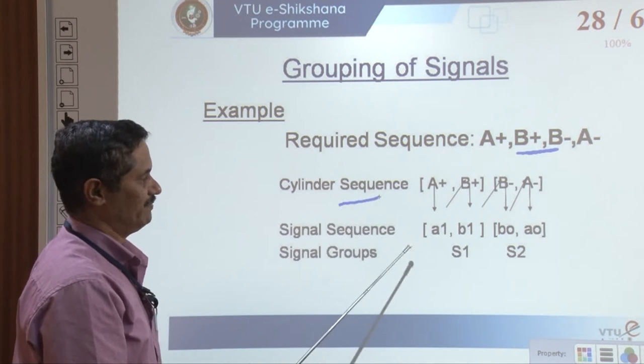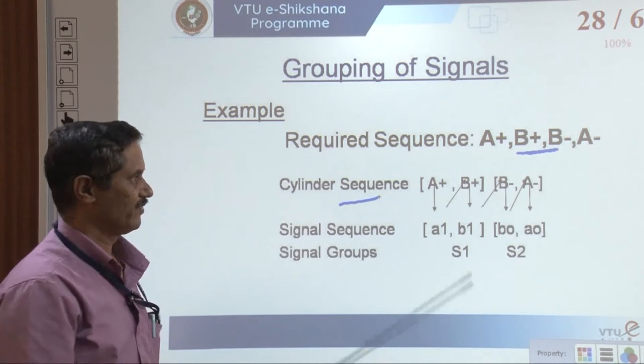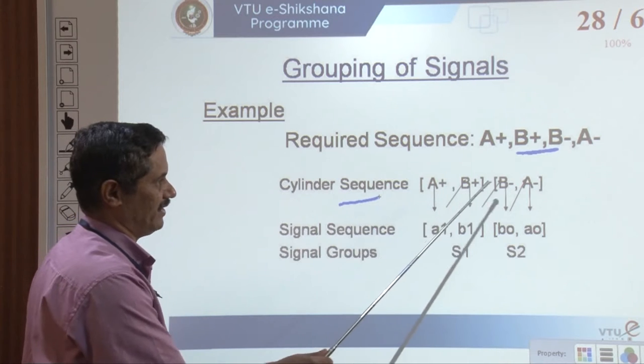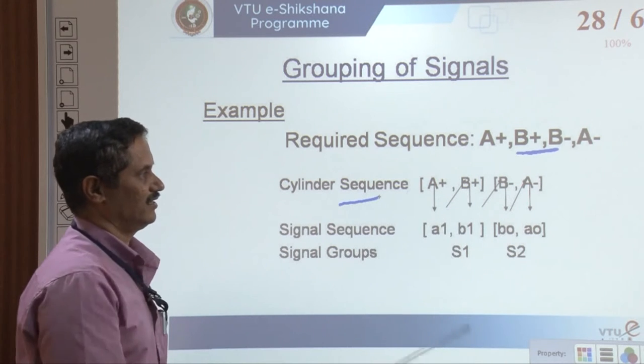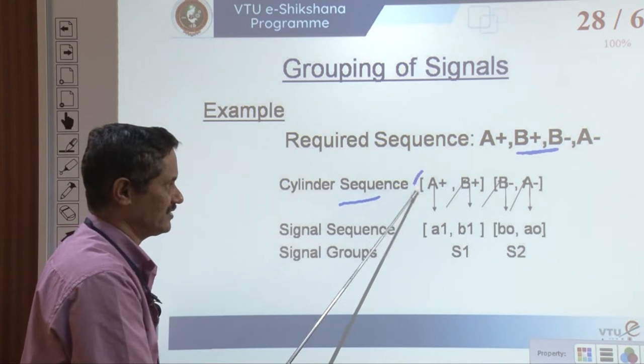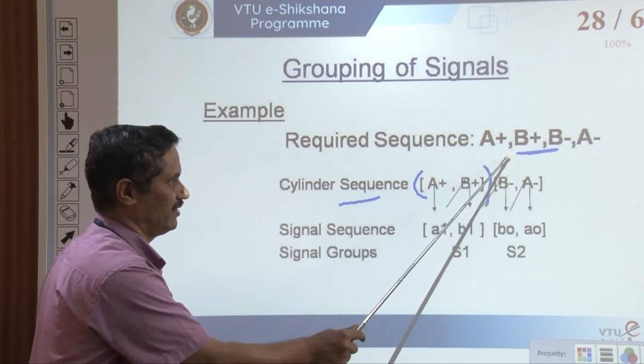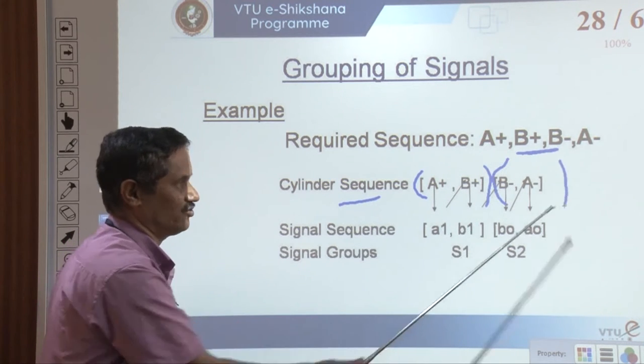So you have to group the signals. That is A plus, B plus, A minus, B minus. Now we are grouping them like this. This is one group because the same cylinder should not appear.